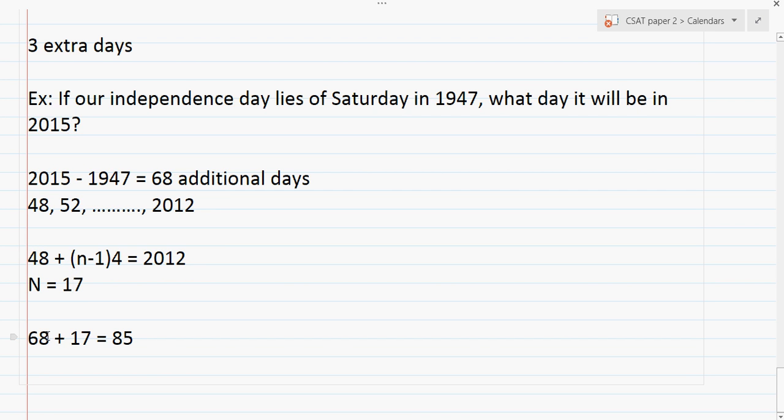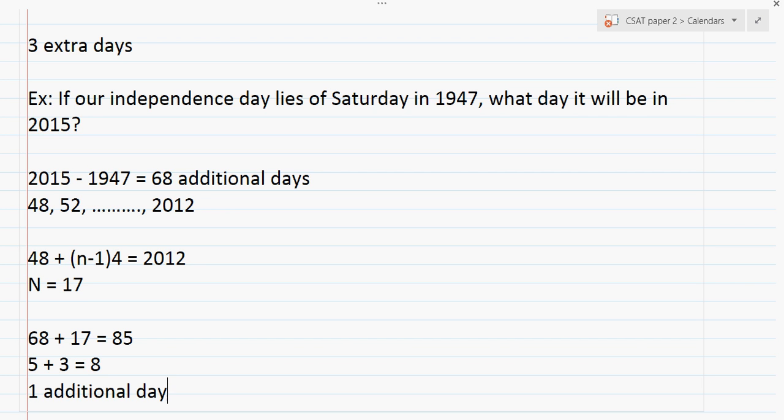Or we can also say that 68, when divided by 7, gives a remainder of 5, and 17 would give a remainder of 3. So the total remainder would be 8, which again would give 1 complete week plus 1 day. So we would arrive at 1 additional day finally. So again it's like a reducing remainder thing. We have to keep on finding the remainder till we get a remainder less than 7, because if we get additional days higher than 7, they again would constitute 1 complete week, right? So this is the cyclical nature of calendars, and this is how we solve any question based on calendars.